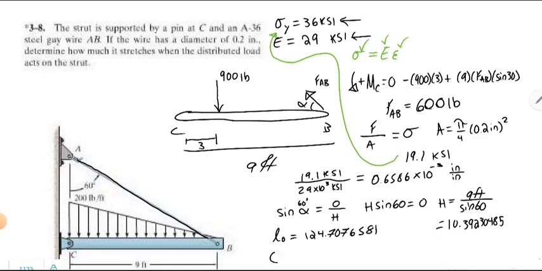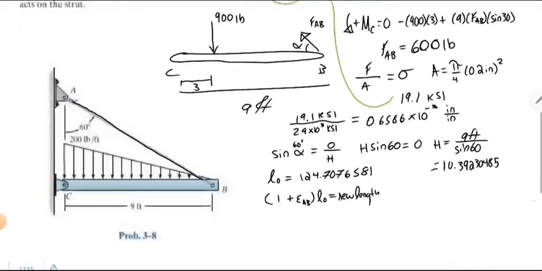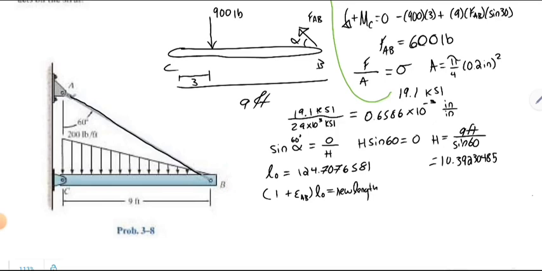So to figure out how much it stretches, we're going to use this right here. 1 plus strain AB times L naught is equal to the new length. I'm going to scroll down a little bit here. So we have our 1 plus 0.6586 times 10 to the negative 3. Let's multiply that by 124.7076581. That gets us our new length, which is equal to 124.7897906.